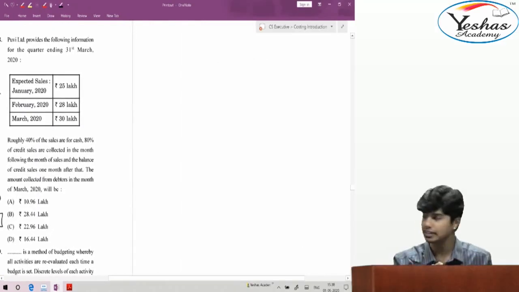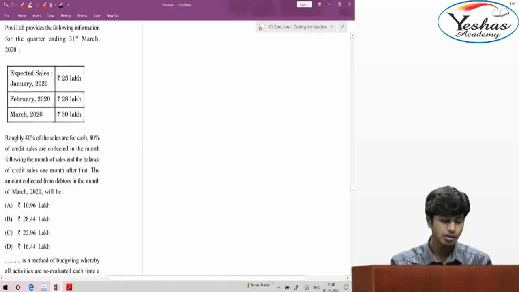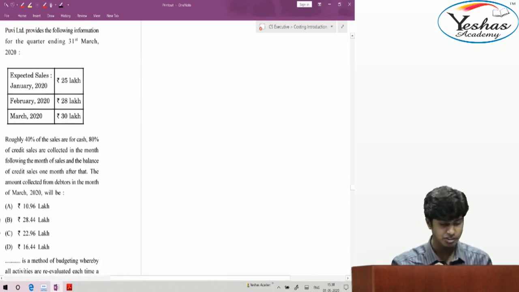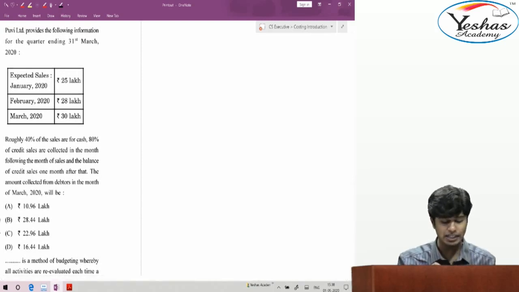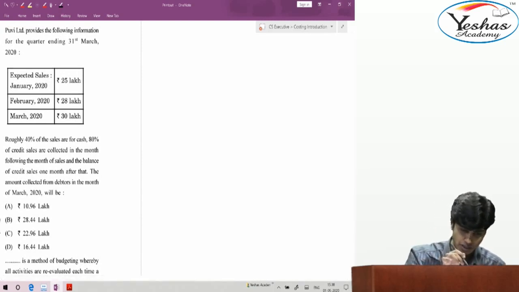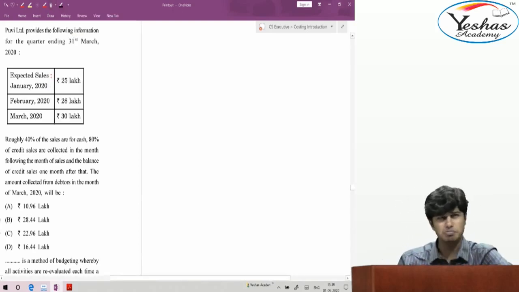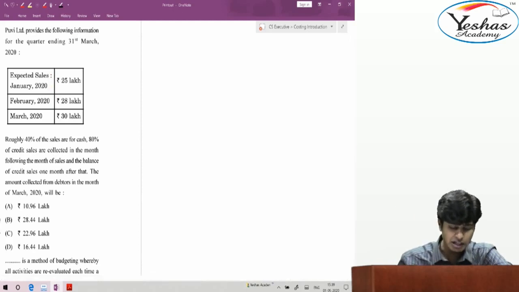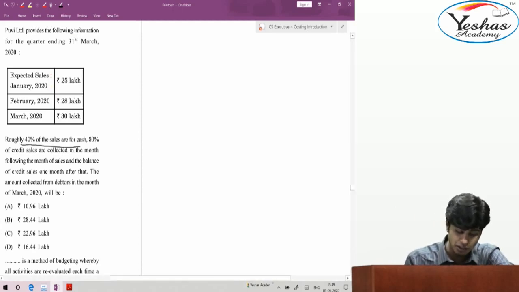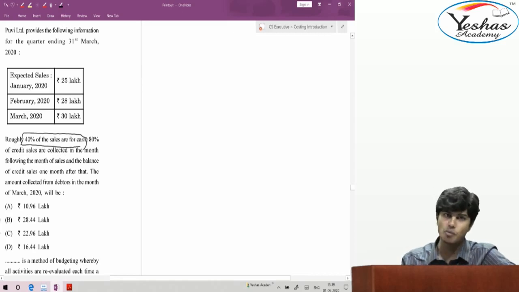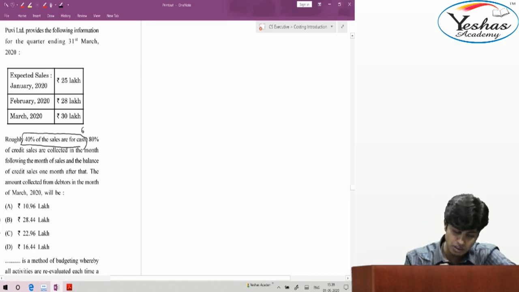For the quarter ending 31st of March 2020, expected sales are 25 in January, 28 in February, 30 in March. What do you want? The amount collected from debtors in the month of March 2020. Okay, let us see how much will be collected from debtors. This is again budget. This is part of our cash budget to be precise. Roughly 40% of sales are cash. So if 40% is cash sales, how much will be credit sales? 60%. So 60% credit.